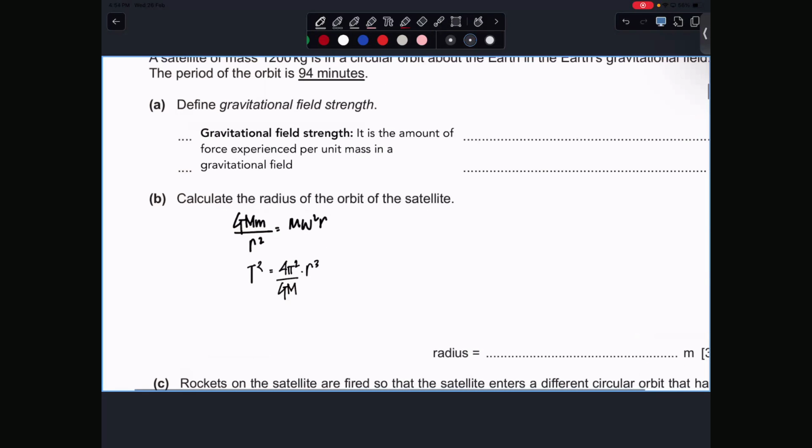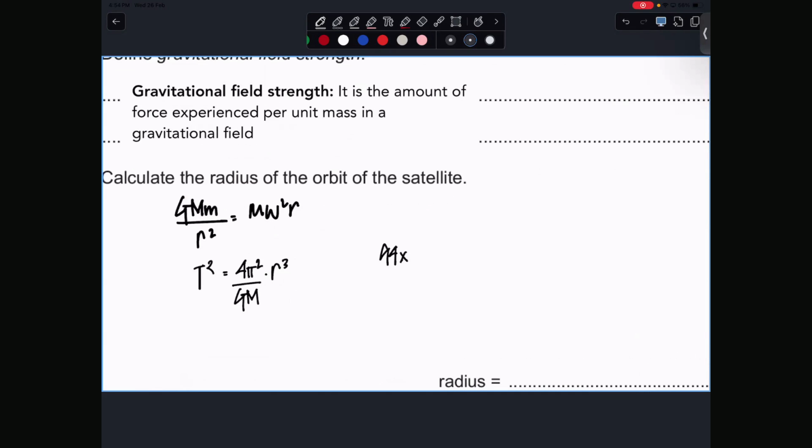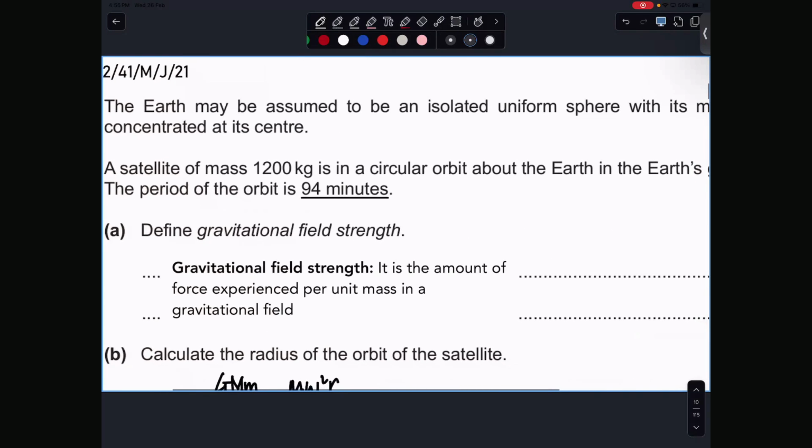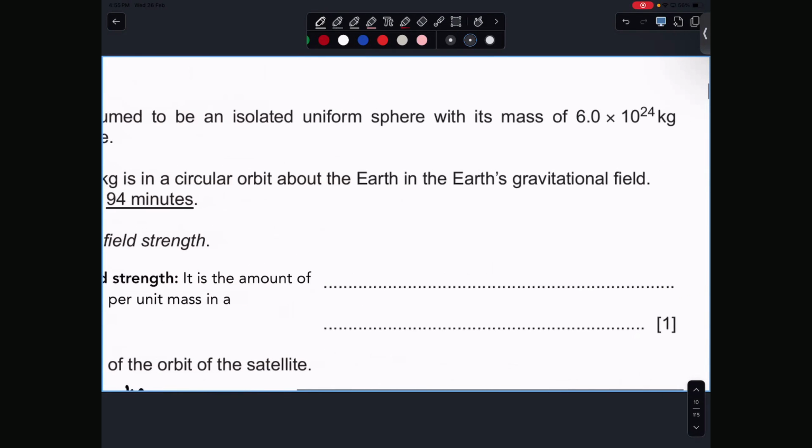So time is 94 minutes. We have to convert this to seconds. So 94 into 60 squared. Don't forget the squares, I often see you have square problems. Divided by GM, 6.67 into 10 to the power minus 11, into mass of this. Should it be 1200 or should it be 600 in the power 24?